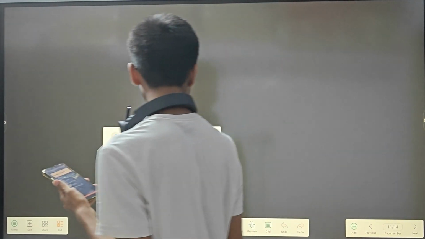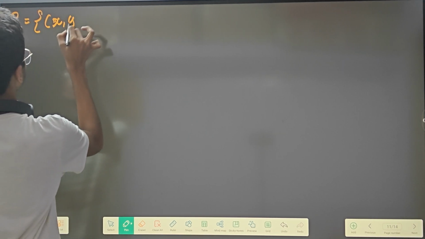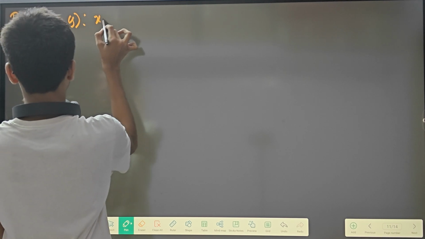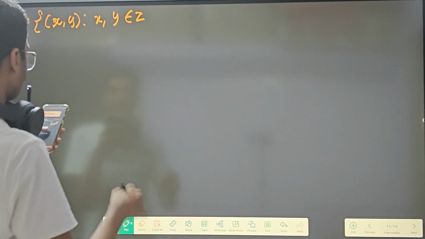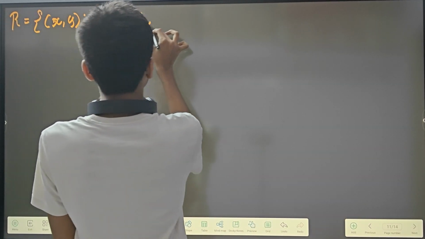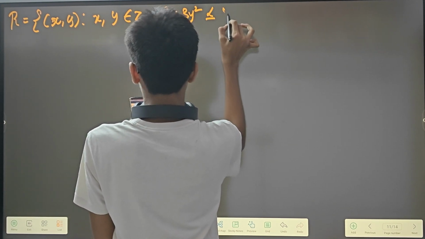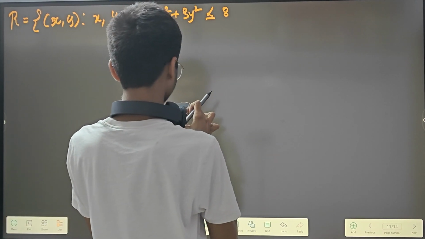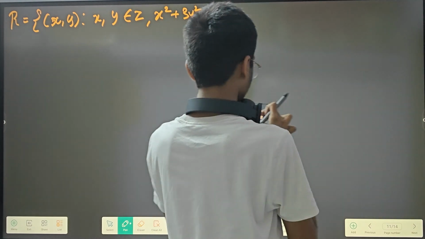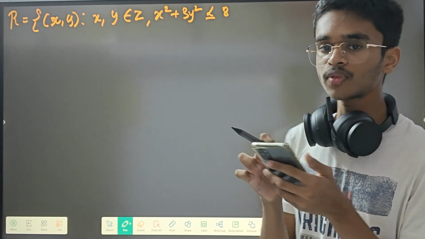This is a bit higher level. They have given R equal to (x, y), where x and y are elements of the set of integers. Here the set of integers is the universal set, and x square plus 3y square is less than or equal to 8. They have said this is a relation on the set of integers, and we have to find the range of R.